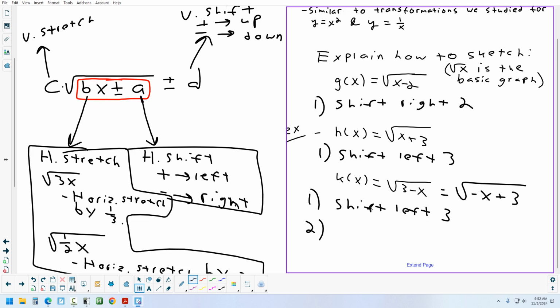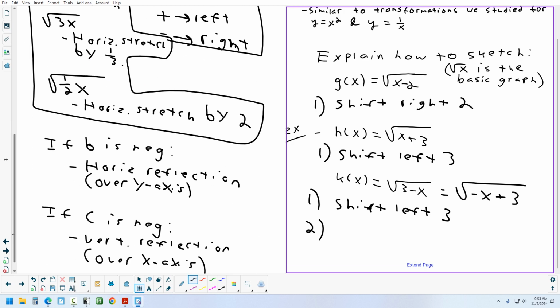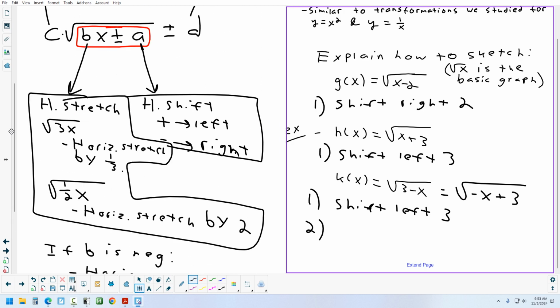And what's the negative in front of the x going to do? Horizontal reflection. Yep, that's a negative for the b, that's a horizontal reflection. Or you could say reflect over the y-axis.